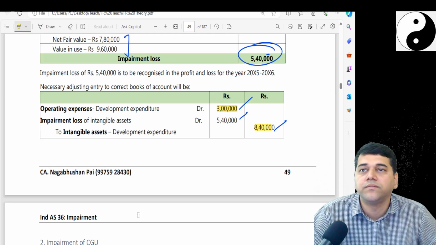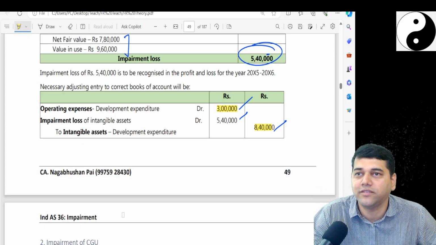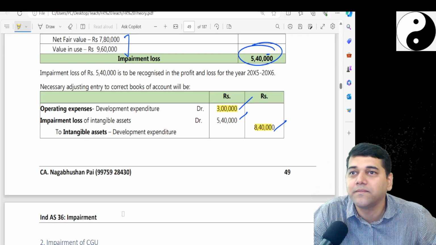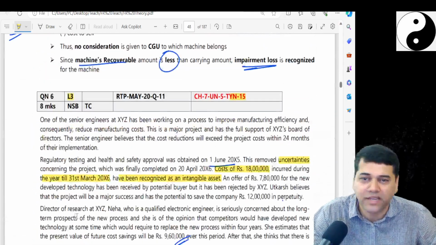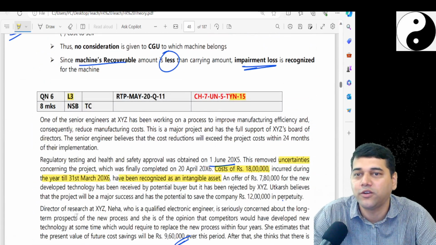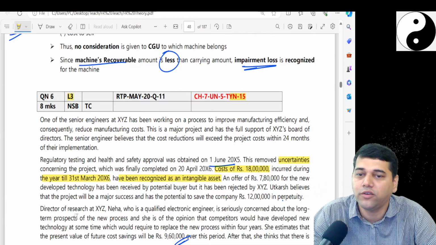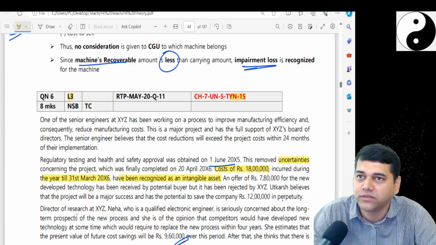Okay, clear? Any doubt? Anything you want to discuss? Yes, Shruti. Question, okay. See, again, I love to discuss questions. You have to be very clear about the question. So now you are able to see very clearly two issues.